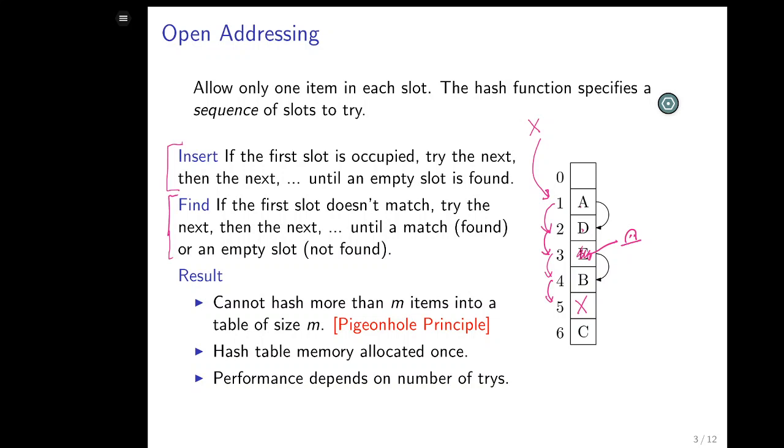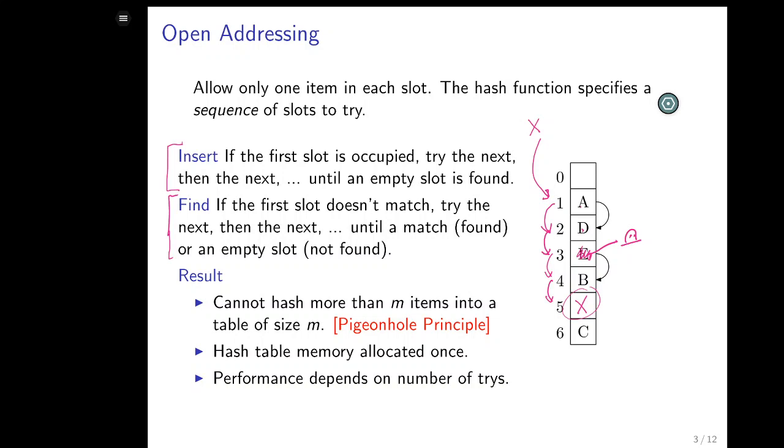You put a hat into the slot, so that when you insert something again, or you find something again, you know that something's been removed. And so you keep searching. The tombstone says, there's nothing here, but there was something here. Keep going. That means the find operation will keep going and eventually find X. That's an excellent question.